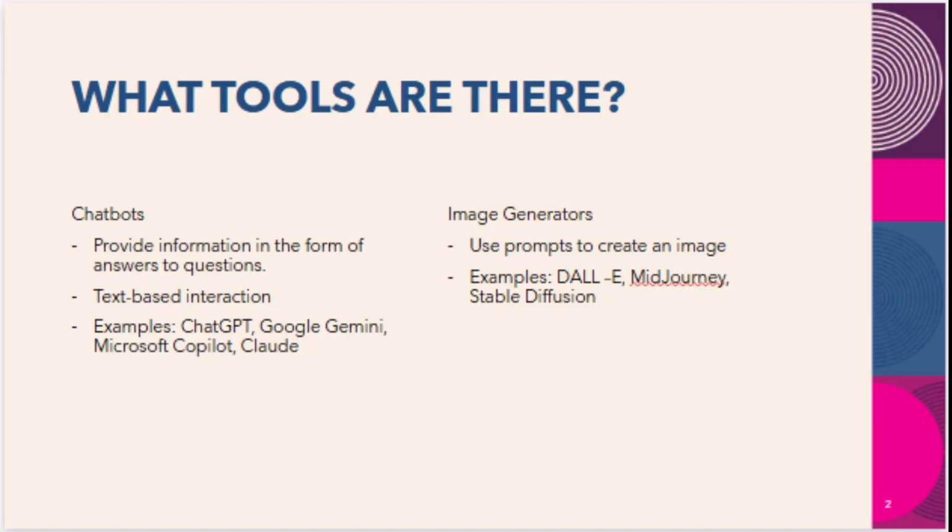Well, first, the main ones are going to be our chatbots and our image generators. Chatbots provide information in the form of answers to questions. It's a text-based interaction. Some examples of the tools might be ChatGPT, Google Gemini, Microsoft Copilot, or Claude. Our image generators use the prompts inputted into the program to create an image. Some examples of those are DALL-E, Midjourney, and Stable Diffusion.